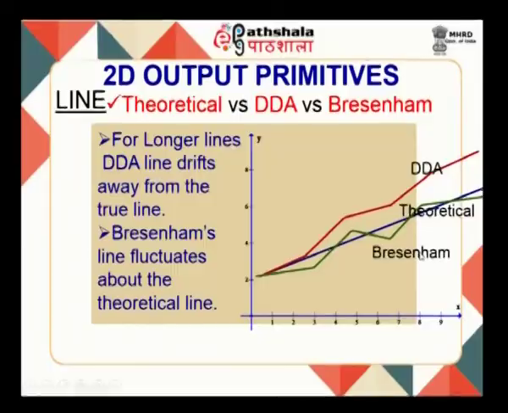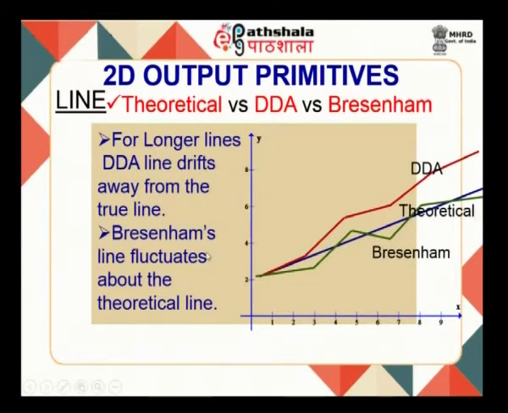Bresenham gives a better approximation for the theoretical line, and if you observe the shapes carefully, the green line indicates the Bresenham's line, the blue line is the theoretical line, and the red is the DDA line. The red DDA line is fluctuating away from the blue line. It is moving away, the gap is getting wider and wider, while the Bresenham line, the green one, is going about the theoretical line, that is, it fluctuates about the theoretical line. That is the beauty of the Bresenham's line.